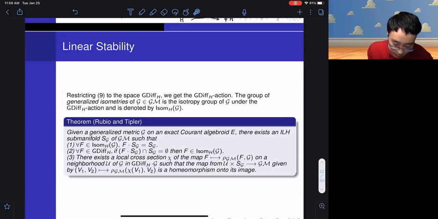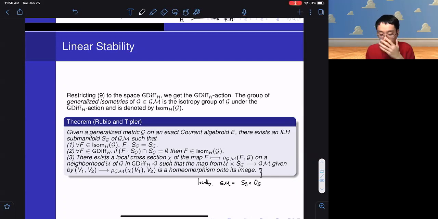And the third property says that locally, you can express our generalized metric G_M as the slice times the orbit. Okay, so this is the generalization of the Ebin slice theory, and they call it a generalized slice theory.